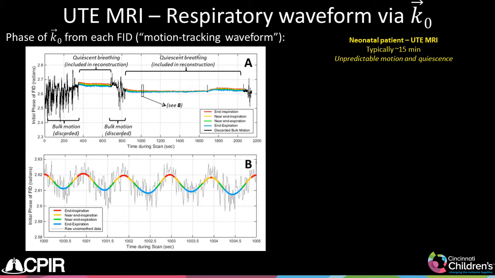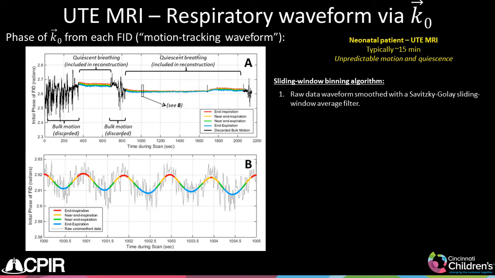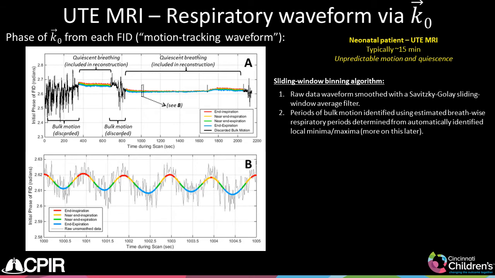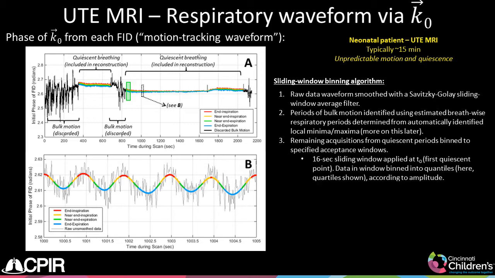We can process this raw data to yield retrospective respiratory gating using a sliding window binning algorithm. First, the raw data waveform is smoothed with a Savitzky-Golay sliding window average filter. Then, periods of bulk motion are identified using estimated breathwise respiratory periods determined from automatically identified local maxima and minima. We will discuss bulk motion a little bit more later. Next, remaining acquisitions from quiescent periods are binned to specified acceptance windows, and this is performed with a few steps.